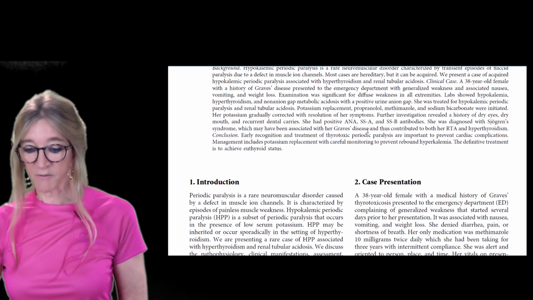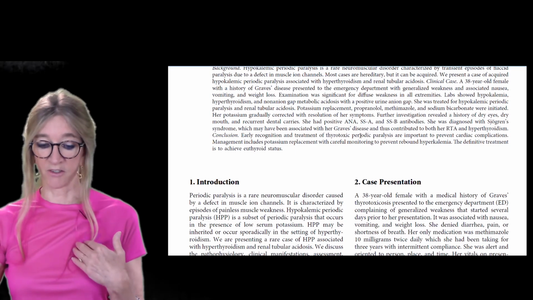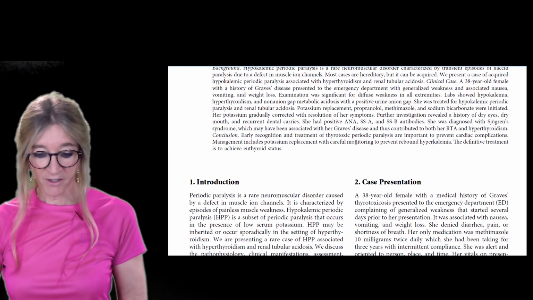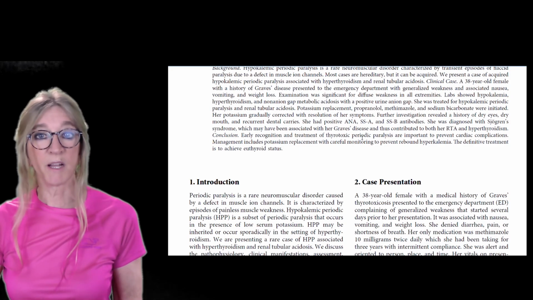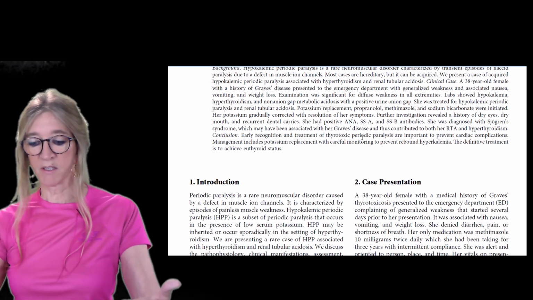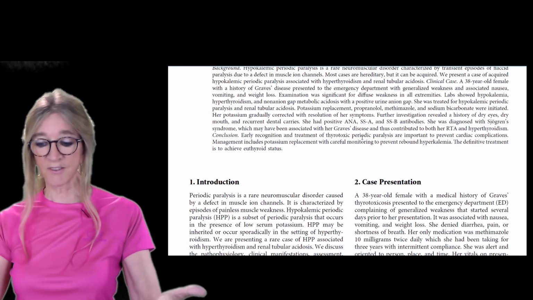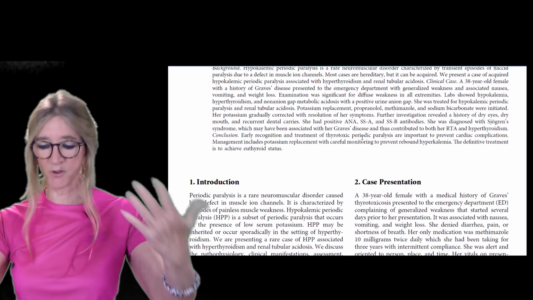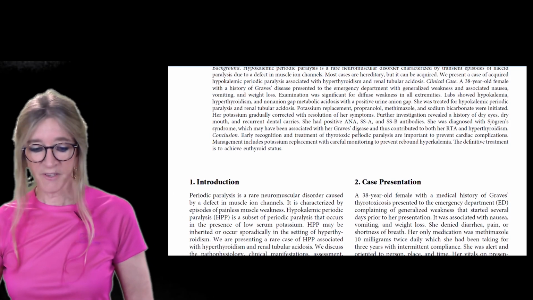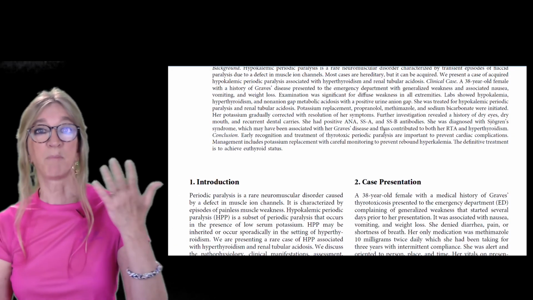Early recognition and treatment of thyrotoxic periodic paralysis are important to prevent cardiac complications of the heart. In other words, management includes potassium replacement with careful monitoring to prevent rebound hyperkalemia. So apparently, this is a condition where you can actually get an excess of potassium as a sort of bounce back situation. The definitive treatment is to achieve euthyroid status, in other words, a balance.